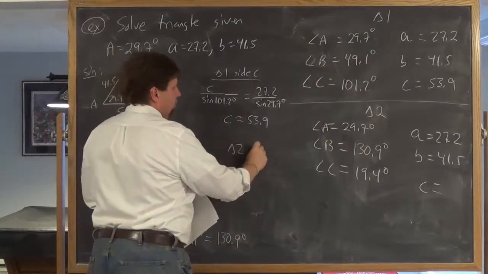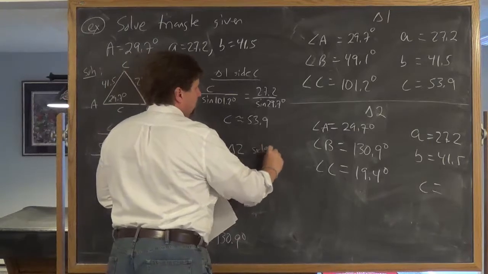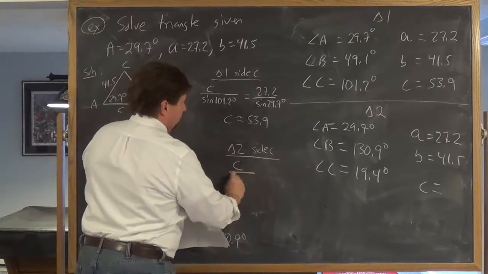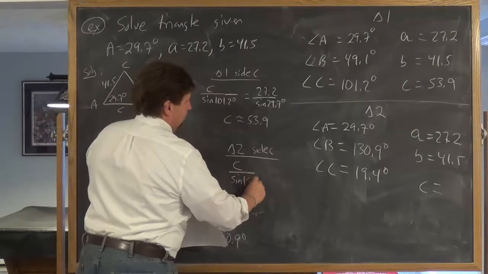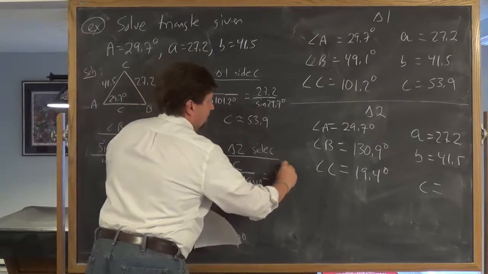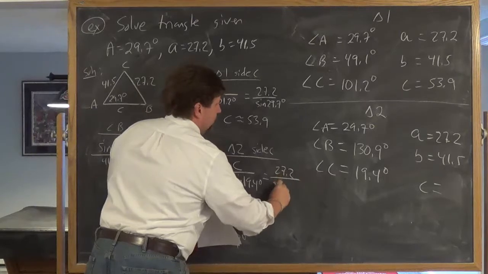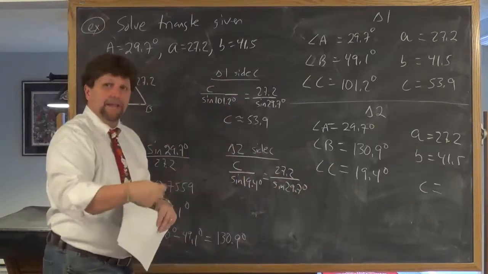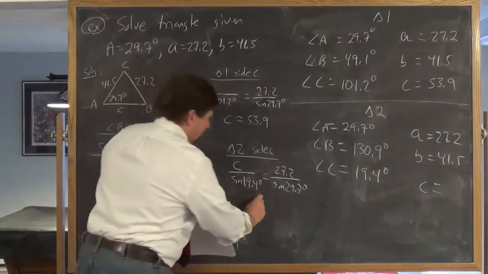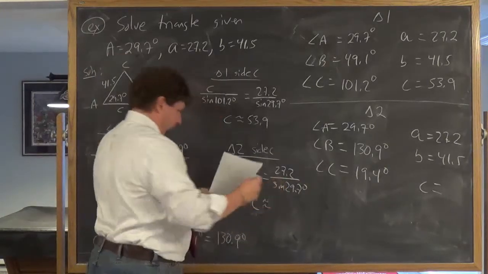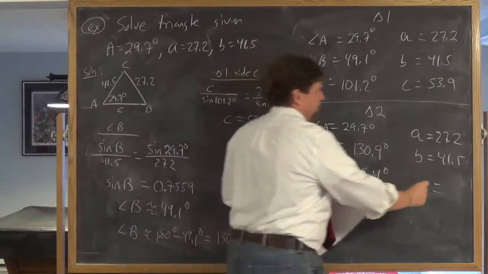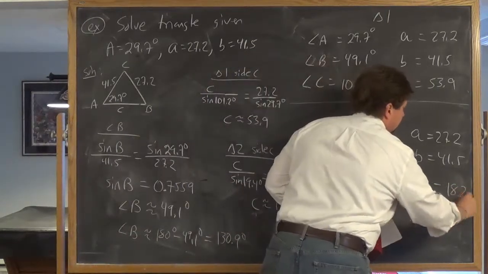For triangle 2, to find side C, well, you would have C over the sine of 19.4 degrees is equal to 27.2 over the sine of 29.7 degrees. Multiply both sides by the sine of 19.4 degrees, and you're going to get C to be pretty close to 18.2. So let me put 18.2 in here.